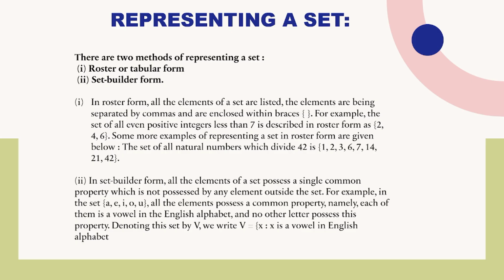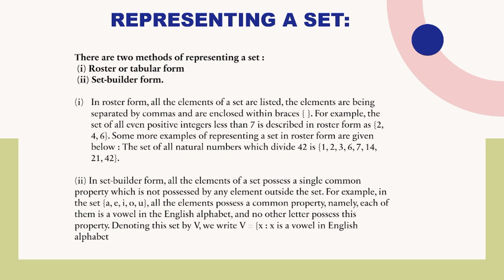Some more examples of roster form: all natural numbers that divide 42. That means the factors of 42 are 1, 2, 3, 6, 7, 14, 21 and 42. These are the elements, as we can see, 1, 2, 3, 6, 7, 14, and so on, all separated by commas.